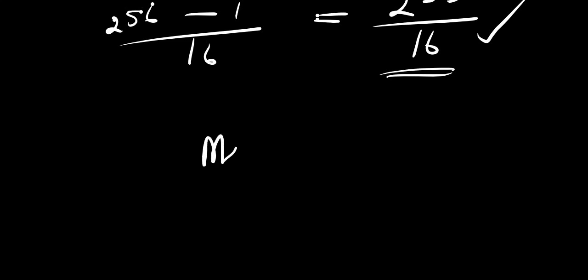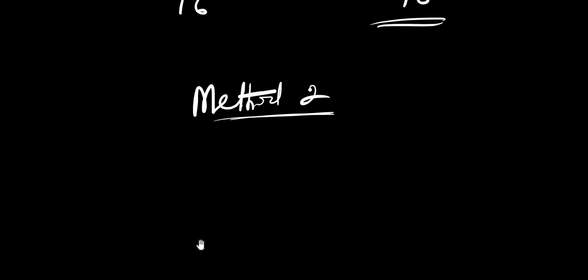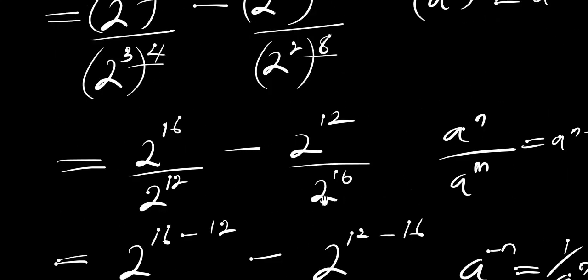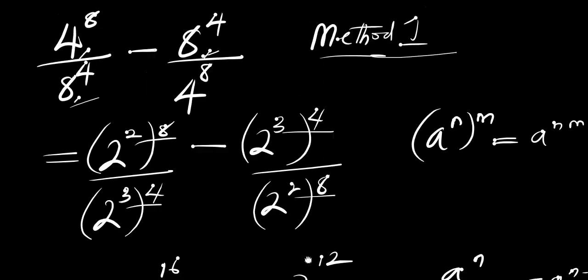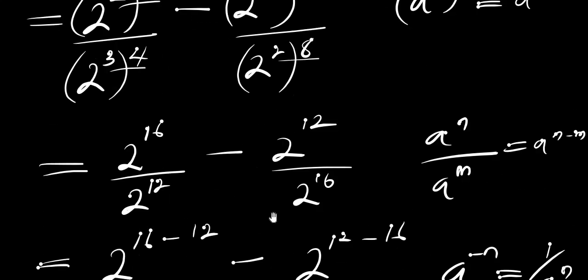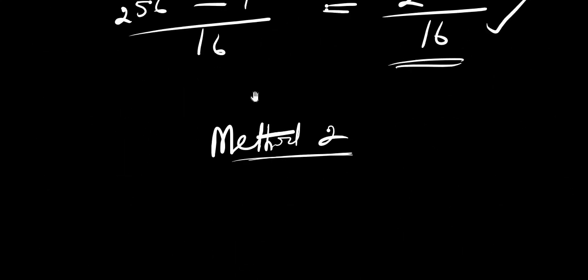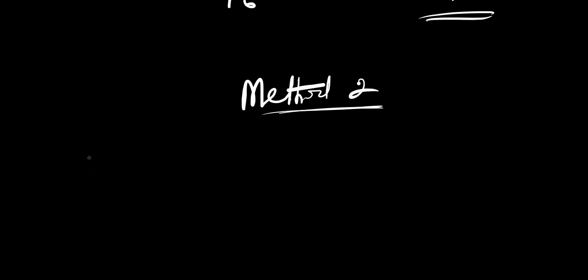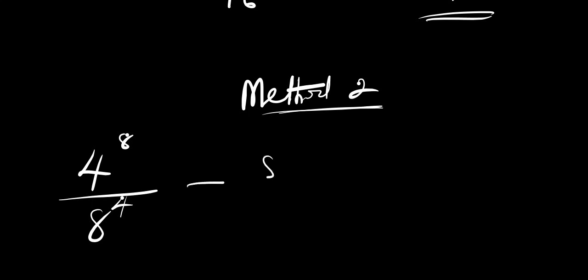Method 2. So we recall the problem and we were given something like this. 4 power 8 divided by 8 power 4 minus 8 power 4 divided by 4 power 8. So let's get it. We have 4 power 8 divided by 8 power 4. Then we have minus 8 power 4 divided by 4 power 8. I think that should be the correct thing.